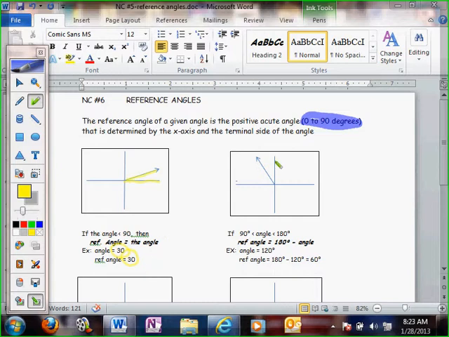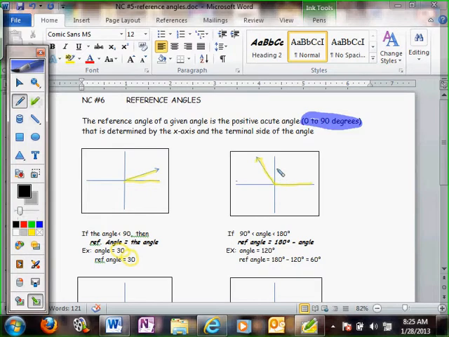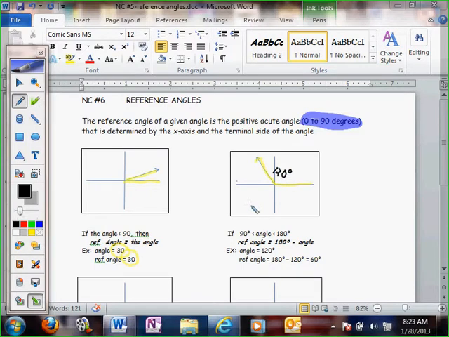Okay? If we look at this example over here in Quadrant 2, I need to know what the reference angle is. And it says if the angle is between 90 degrees and 180 degrees, then the reference angle is going to be 180 minus the angle. So let's take a look here. One way of looking at it is this angle right here, formed with the positive x-axis and the terminal side, is 120 degrees. I need to know its reference angle.